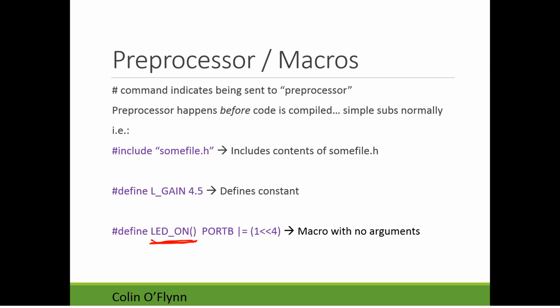And the preprocessor is literally just taking this and copying it and pasting it in every time it sees this LED_ON. It's not a function call. It's not doing anything besides taking that and pasting it in. It doesn't do any check or anything. It just pastes it in for you. So it's just a little copy replace, effectively.